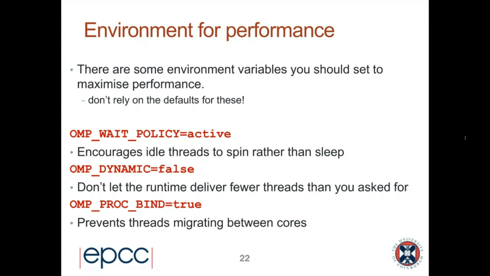The next one is OMP dynamic. You should set that to false. That encourages the runtime not to deliver fewer threads than what you asked for. If you set OMP dynamic equals true, or if that's the default behavior, then the runtime will typically look at the load on the hardware and make a decision about how many threads to give you based on the load. You don't want it to do that, typically. If you've got dedicated resources, you really want it to give you the number of threads that you asked for.